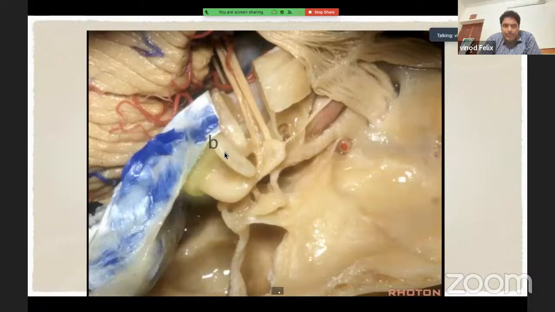So this is the superior canal, the lateral and the posterior canals. This is the internal auditory canal, GSPN, the carotid artery. This is the middle ear exposed. You're seeing the malleus there, external auditory canal, the mastoid.